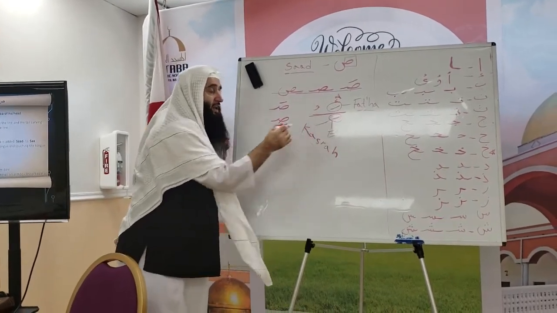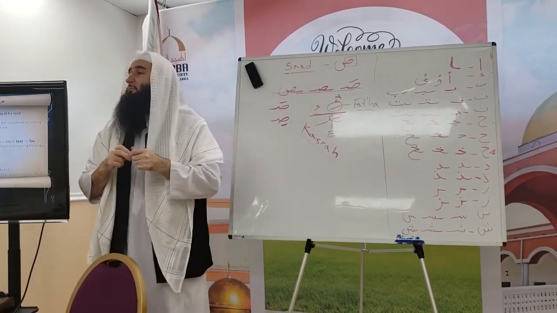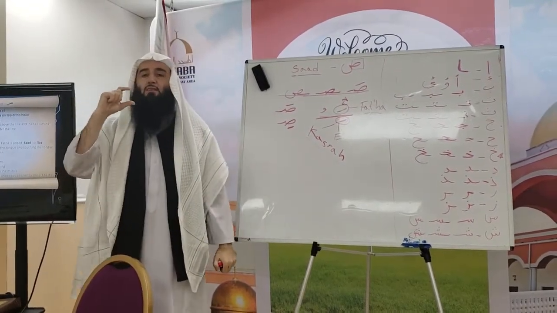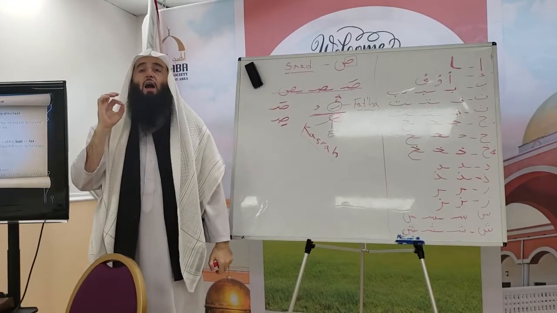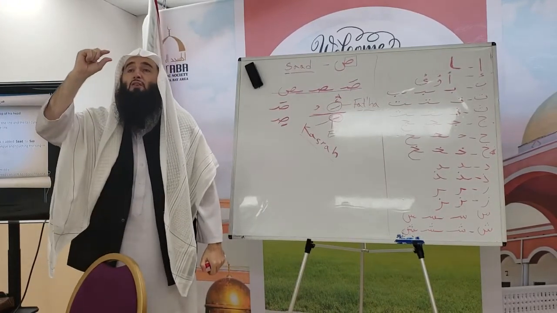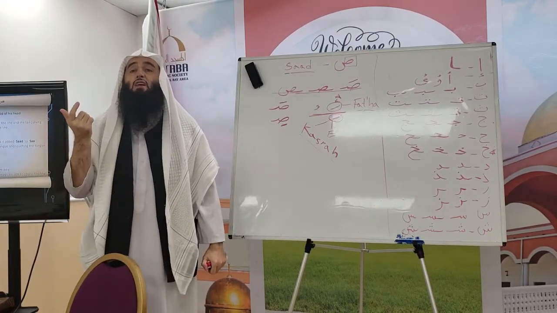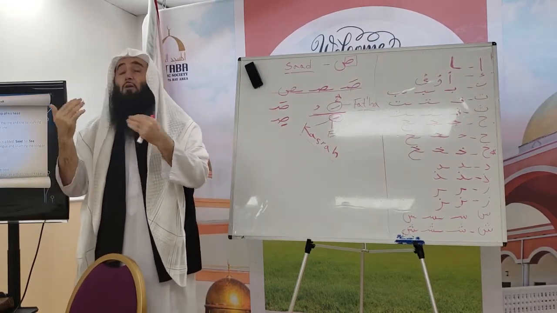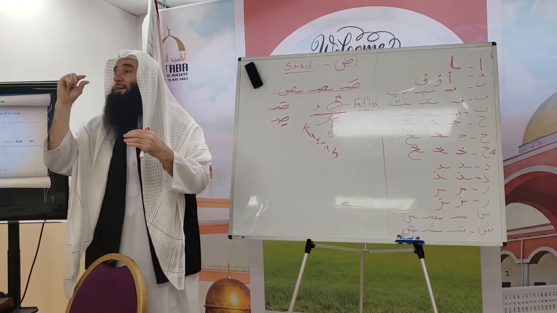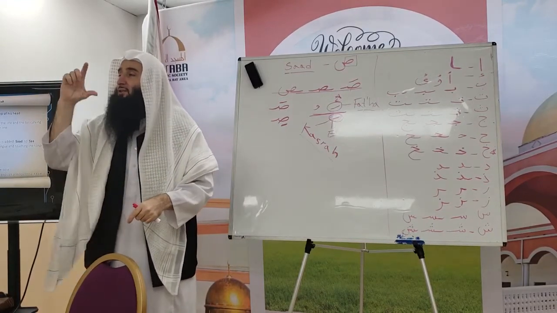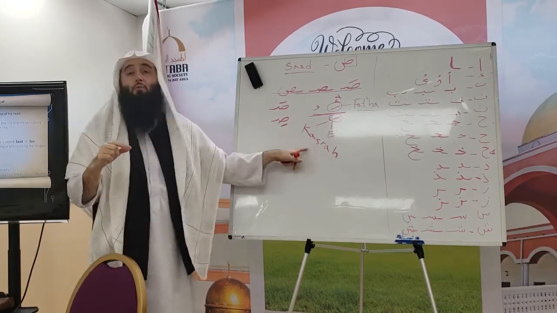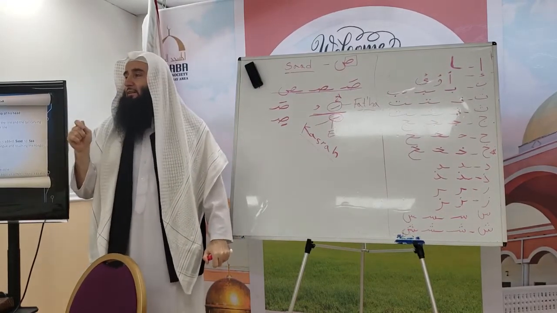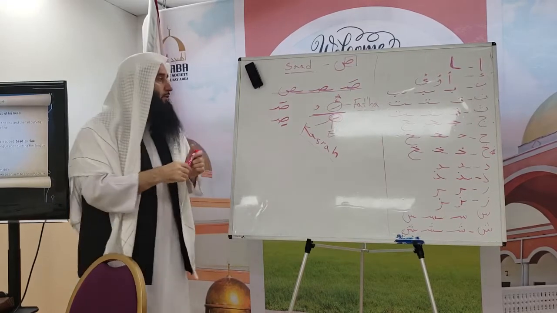The name of this symbol is Kasra. Kasra means to break it in half. So basically when I say a, my mouth is open. When I break the mouth in half, that's how I produce E. I cannot keep my mouth open and say E. You cannot. So you have to break the mouth in half. Based on the action you take, they put the name Kasra.